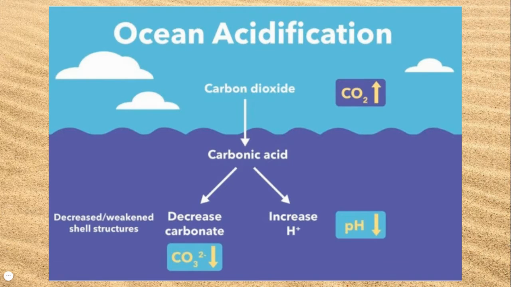Here's a visual of how increased carbon dioxide enters the ocean, forms carbonic acid, and decreases pH, which in turn decreases carbonate. I want to emphasize that the effect of this isn't that existing shells dissolve. Rather, organisms just can't build shells in the first place because they can't access enough carbonate. And so that's really what's behind the weakened shell structures.